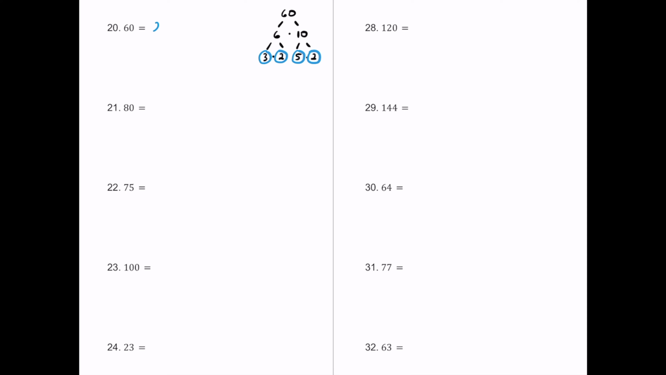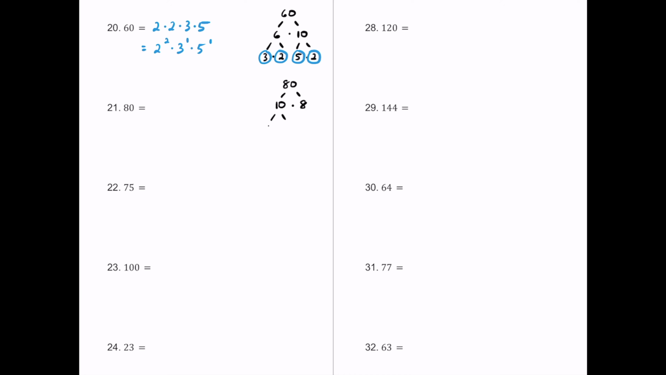Prime factorization for 60 is going to be 2 times 2 times 3 times 5. And that's also known as 2 to the second power times 3 to the first power times 5 to the first power. For number 21, we have the number 80. Just like 60, I'm going to use 10 because I think that's easy. So 10 times 8 is 80.